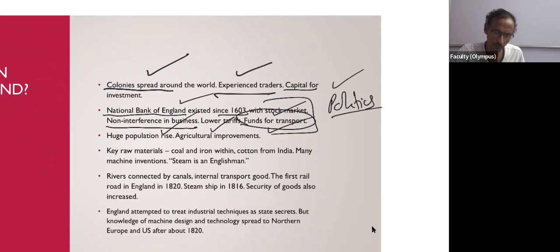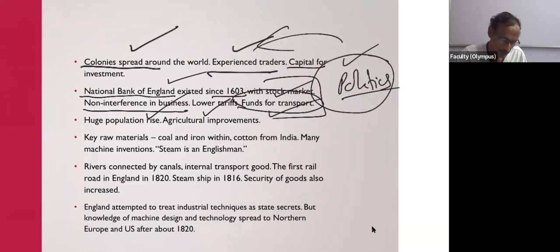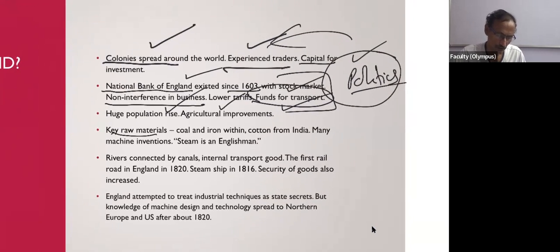Glorious revolution took place, because of which power shifted to parliament, and parliament consisted of property owners, be it landlords or businessmen, and they were in a position to formulate policies that were favorable to business and economic growth. So democracy, that was glorious revolution, contributed. And next, there were important raw materials. England had coal, it had iron, and very importantly, it had cotton from India.